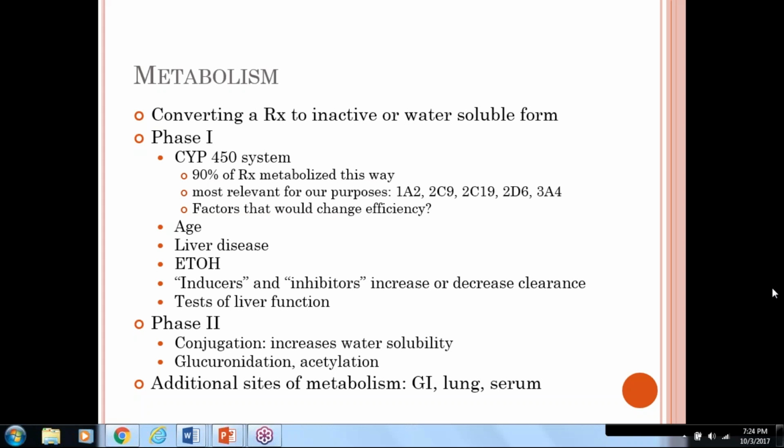In your previous classes, how much do y'all talk about the CYP or CYP450 enzyme system? Did that come up a good bit? It came up a lot. Good.